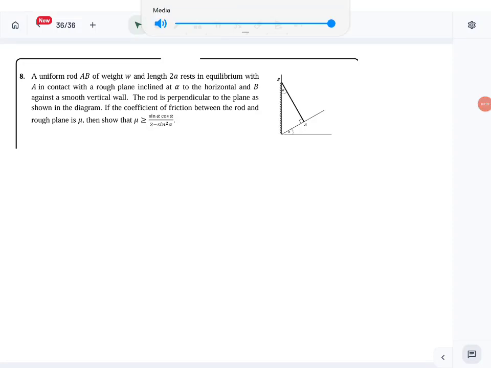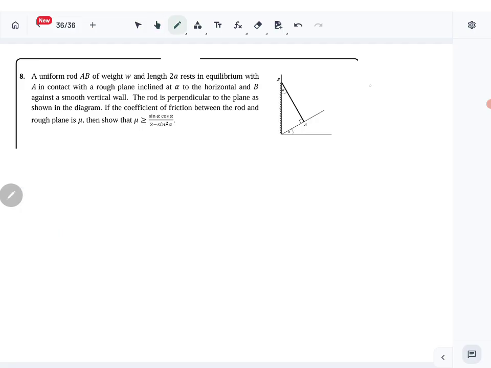Okay, let's look at question number 8 of the applied paper. So this is a friction and equilibrium question. A uniform rod AB of weight W and length 2a rests in equilibrium with A in contact with a rough plane, inclined at an angle alpha to the horizontal, and B against a smooth wall. The rod is perpendicular to the plane as shown in the diagram. If the coefficient of friction between the rod and the rough plane is mu, we have to show mu is greater than or equal to that.